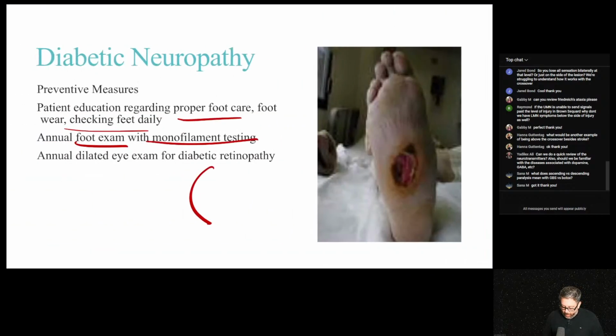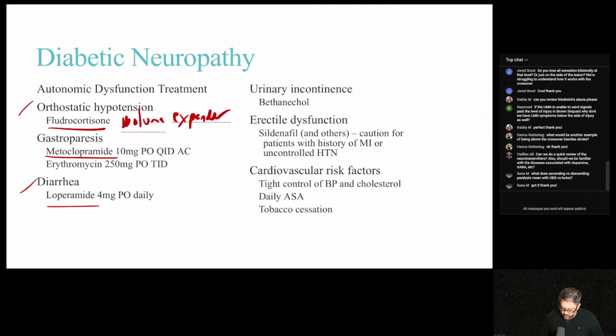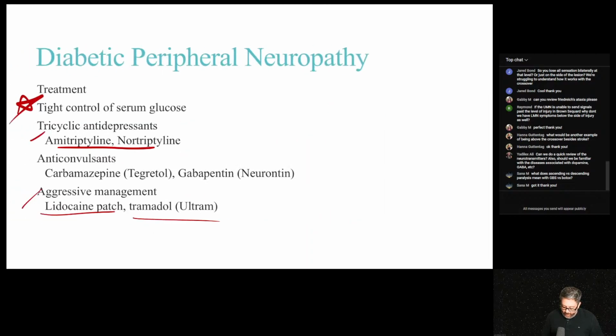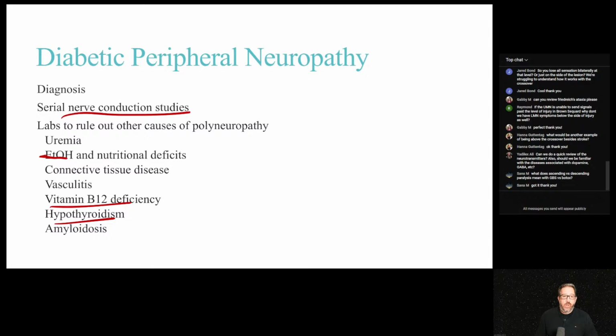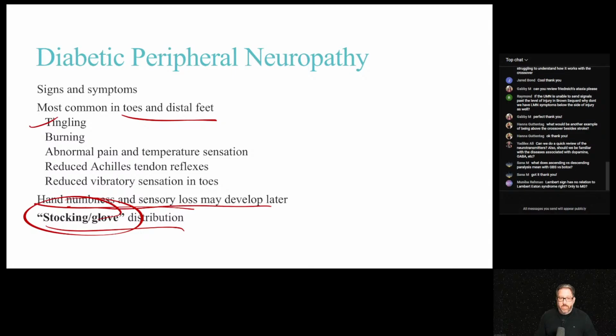Here's your diabetic neuropathy. All the different symptoms they have. Tight glucose control is always treatment number one for peripheral neuropathy. You always want to rule out other causes of peripheral neuropathy that can be easily treated. Obviously, with diabetes, it's a different story. But if they have these issues, you just treat those other ways. Here's your stocking glove distribution. So hand numbness and sensory loss may develop later.